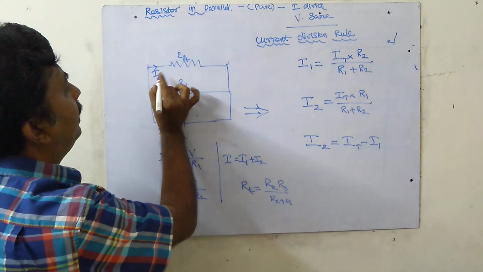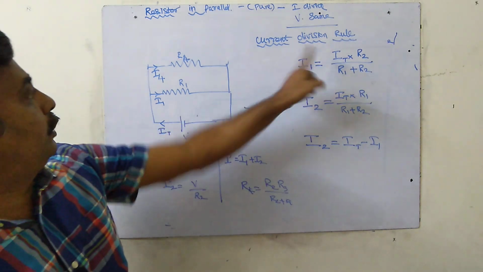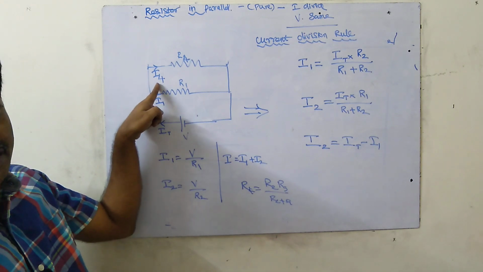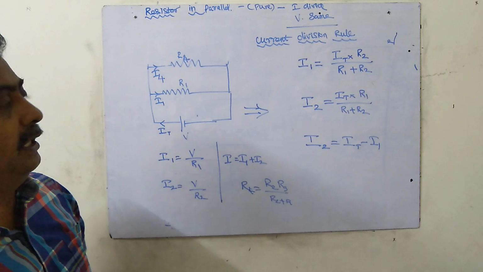Now I have to calculate I4. What is the value of I4? I4 equals I total into the opposite resistance, R1 divided by R1 plus R2. Likewise, to calculate I4, I have to apply the current division rule two times.